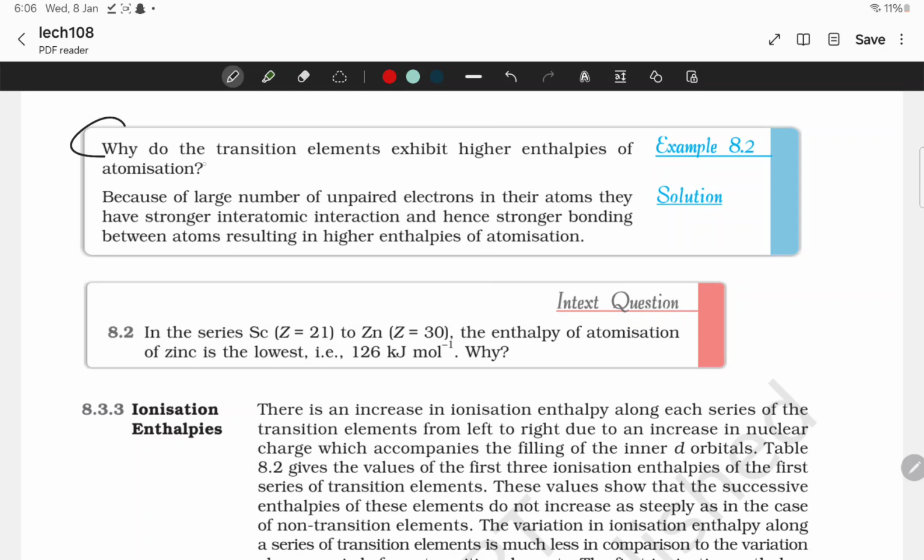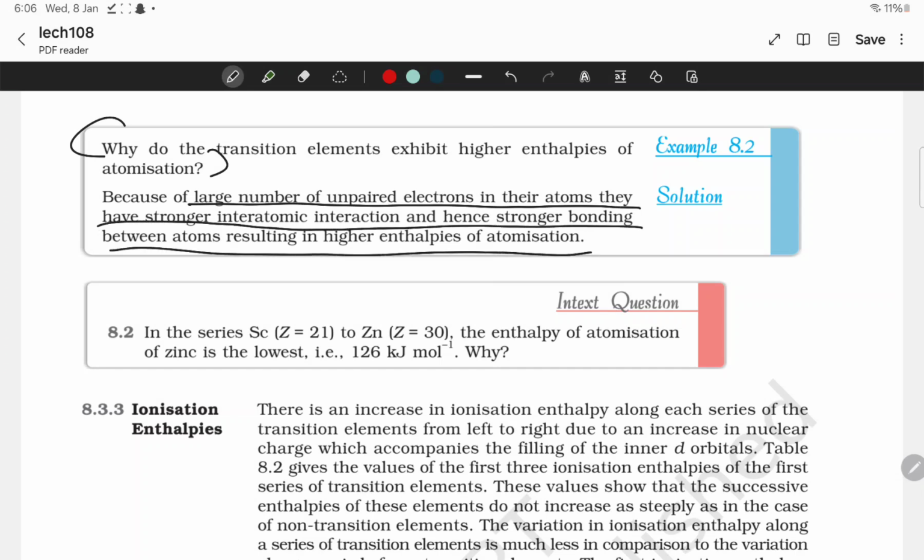This question: why do transition elements exhibit higher enthalpy of atomization? Because of the large number of unpaired electrons in the atom, they have stronger interatomic interaction, hence stronger bonding between atoms, resulting in higher enthalpy of atomization. That is, as the number of unpaired electrons is high, that leads to high metallic bonding. Therefore, more atomization enthalpy.